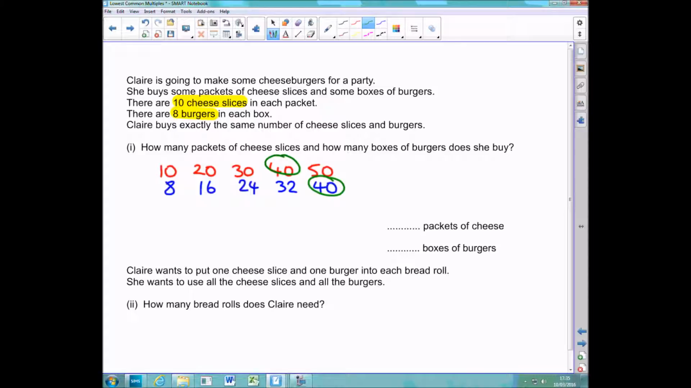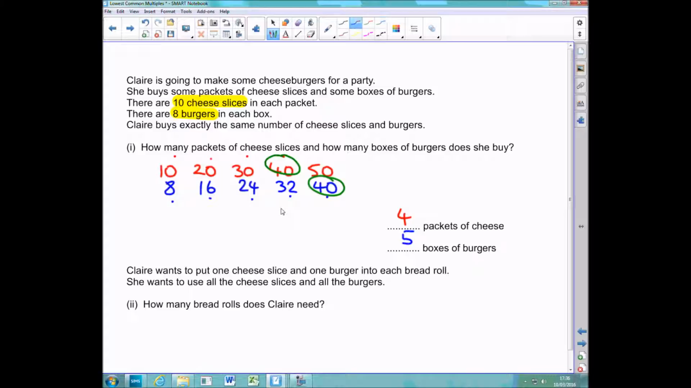So if she was to buy 4 packets of cheese and 5 boxes of burgers, she will have exactly the same number. And if you read the question now, that's exactly what they're asking for, isn't it? How many packets of cheese slices and how many boxes of burgers does she buy? Well, we've got 1, 2, 3, 4 cheese slice packets, and we've got 1, 2, 3, 4, 5 boxes of burgers.